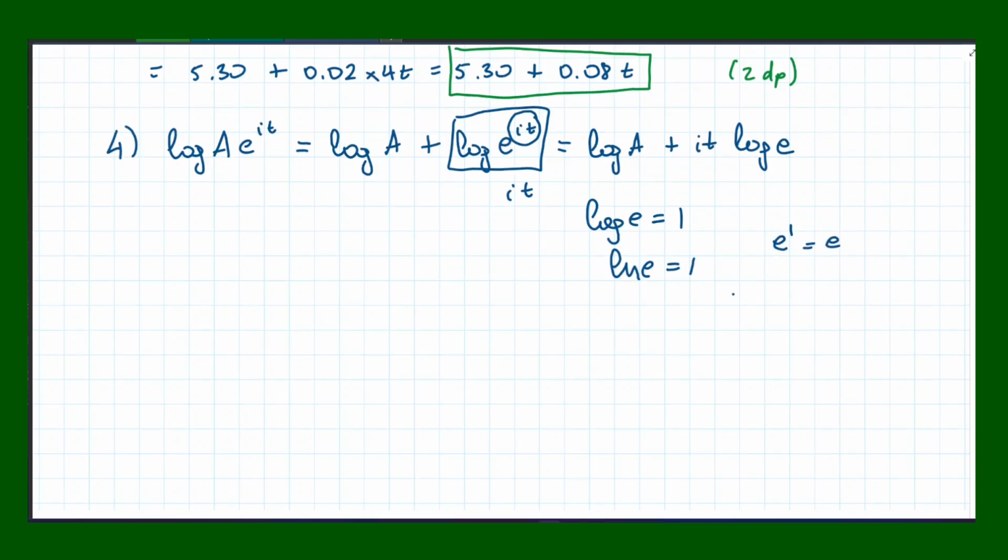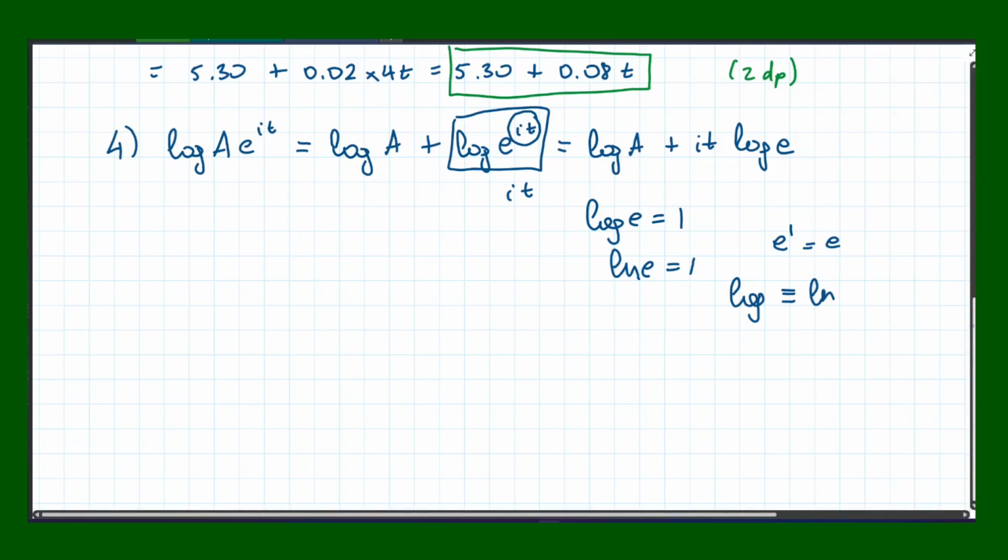If your textbook is using log as the equivalent of ln, then that's basically going to give you the same result. That's why sometimes this log e just disappears from some texts or exercises. Anyway, that was a side note. For us, log is base 10, so we're just going to leave the expression as log a plus t log e.